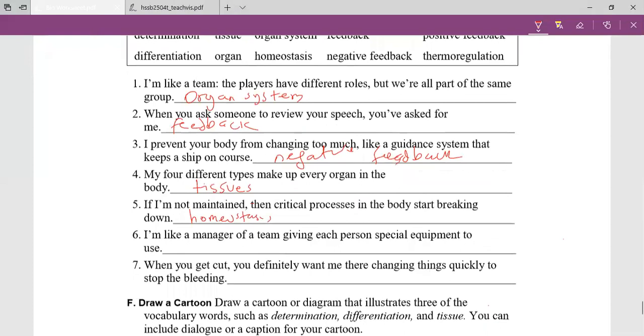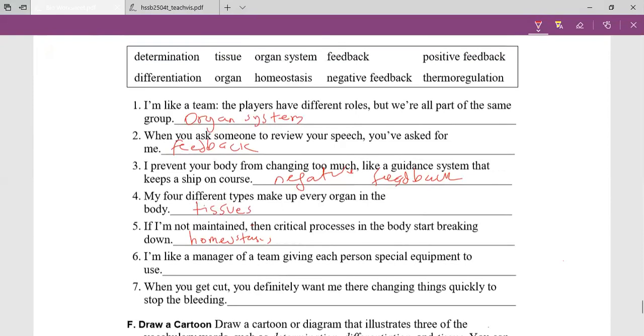I'm like a manager of a team, giving each person special equipment to use. It's either organ or differentiation. I think that should be differentiation, because you're giving them what they need to do the job.